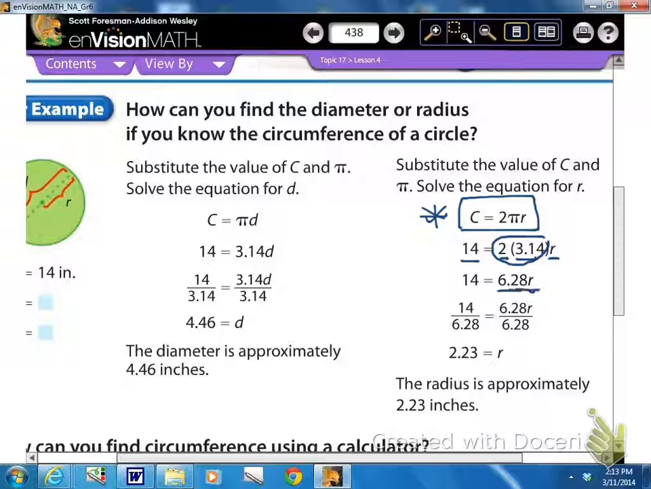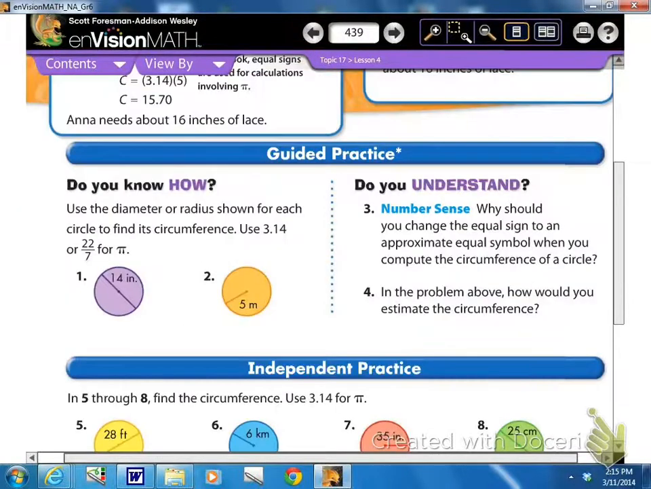Well, I want to get r by itself, so I have to get rid of this 6.28, and to do that, opposite operation, I divide by 6.28, which cancels out. Have to do that to the other side also. 14 divided by 6.28 would give you what we said earlier, 2.23 inches would be the radius. If you need to see that again, just rewind it and watch this again.